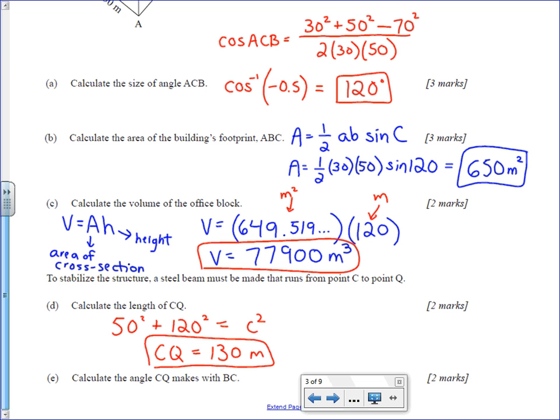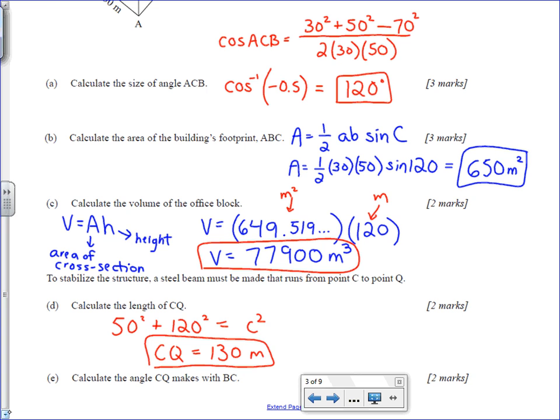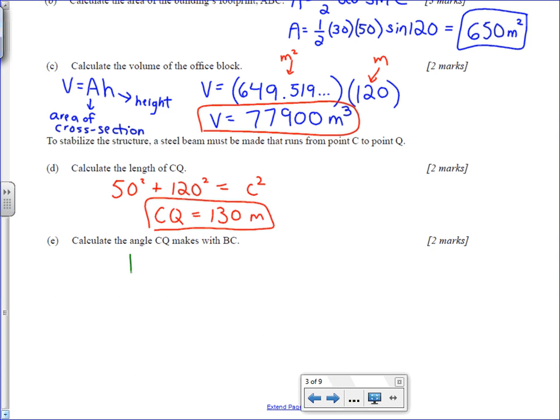And then the final part of this question says, can you calculate the angle that that line makes with BC? So going back into our picture, the angle that CQ makes with BC, that's this angle here. I'm trying to find that theta. I'll be using opposite and adjacent, so tangent. I'm going to set up tangent theta equals 120 over 50. And then we will use our inverse tangent of 120 over 50 to evaluate that on the calculator, which is going to come out to 67.4 degrees.